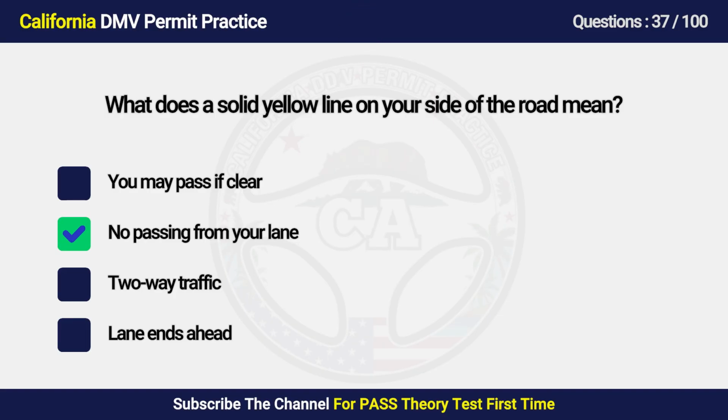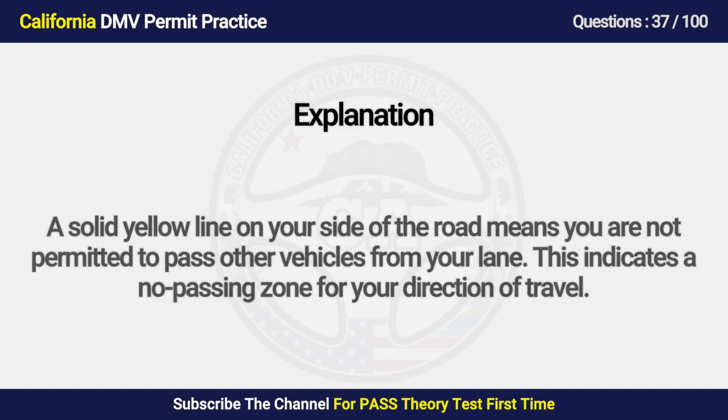Answer is B. No passing from your lane. A solid yellow line on your side of the road means you are not permitted to pass other vehicles from your lane. This indicates a no-passing zone for your direction of travel.